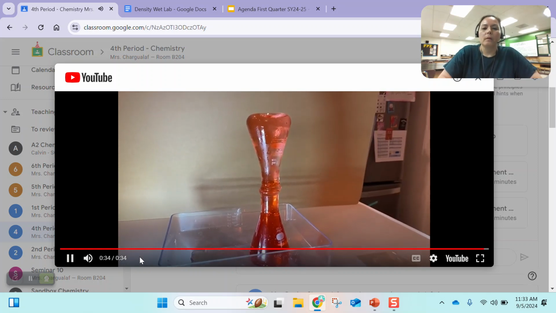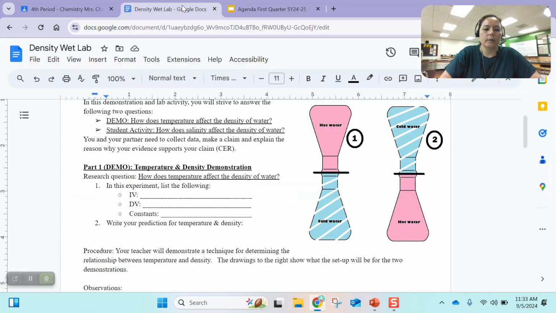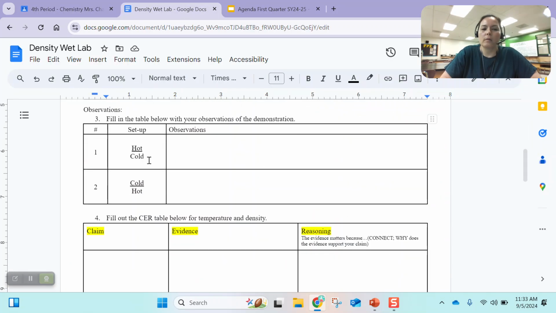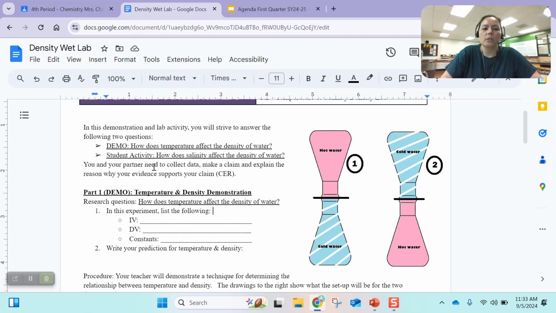Okay, so on your lab sheet, you should have written your observations of what you saw with the hot on top, cold on bottom, and cold on top, hot on bottom. Okay, so looking now at your CER, you're going to answer the question. Remember, what was our question? How does temperature affect the density of water?